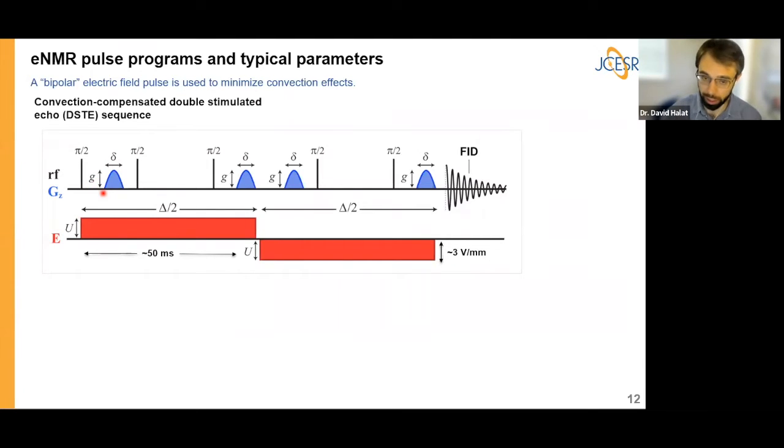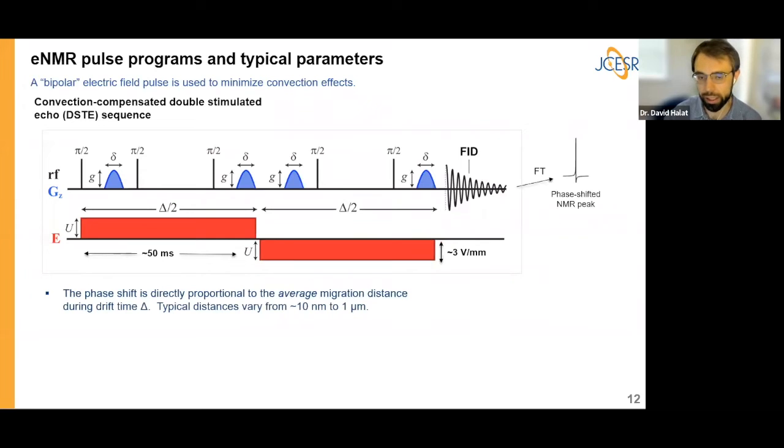Now by changing the length, little delta, and the strength, G, of the PFG pulses shown in blue, we're changing the migration distance that we're sensitive to. And as for the electric field pulses themselves, you can see that we apply 2 pulses of opposite polarity to induce the ion drift. They're typically on the order of about 10 or 100 milliseconds and a few volts per millimeter in amplitude. At the end of the sequence, of course, we measure our NMR signal as an FID. After Fourier transformation, we obtain a spectrum. What's special about the spectrum is that its peaks will be phase shifted in proportion to the average distance that the nuclei moved. By quantifying that phase shift, we can directly measure the migration distance.